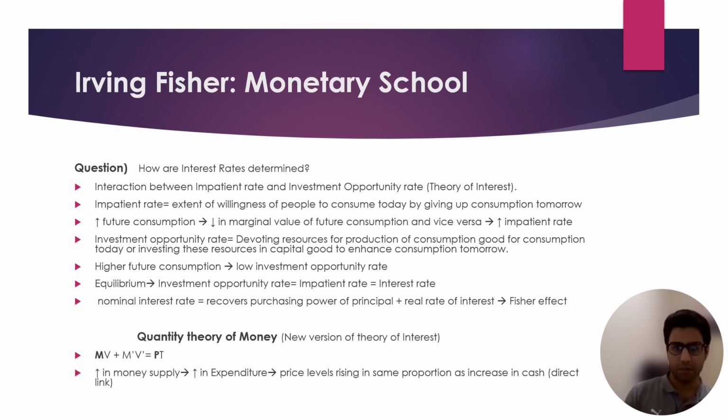The investment opportunity rate is determined by real factors, unlike the impatient rate, which depends on individual preferences. So the investment opportunity rate depends upon the resources available in the economy and how they are allocated. Are you allocating them for present day consumption, or are you transferring them into the future? Are you using them to produce capital goods in order to then expand future consumption?